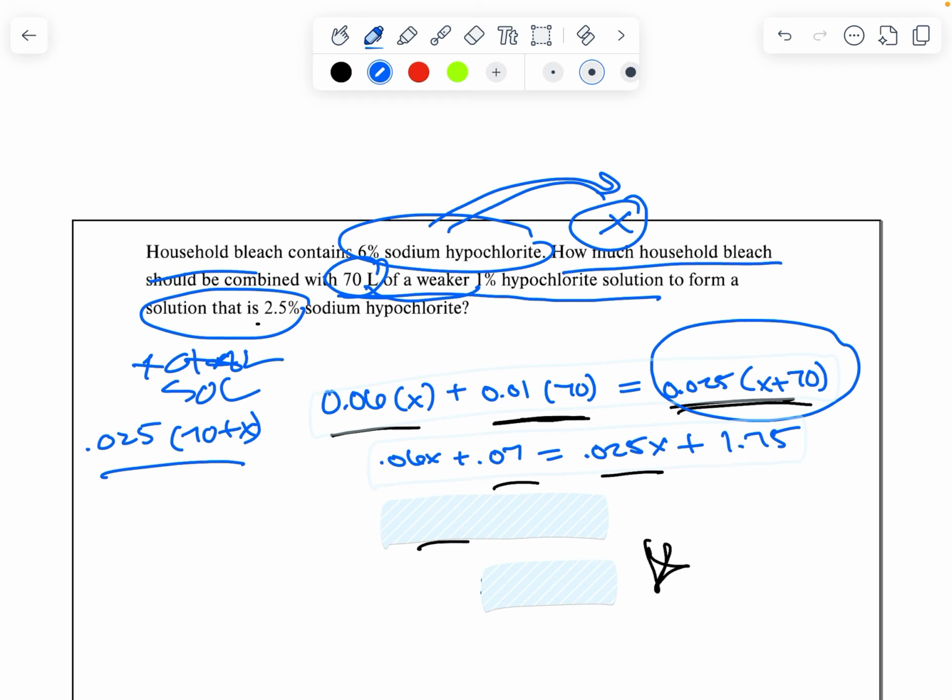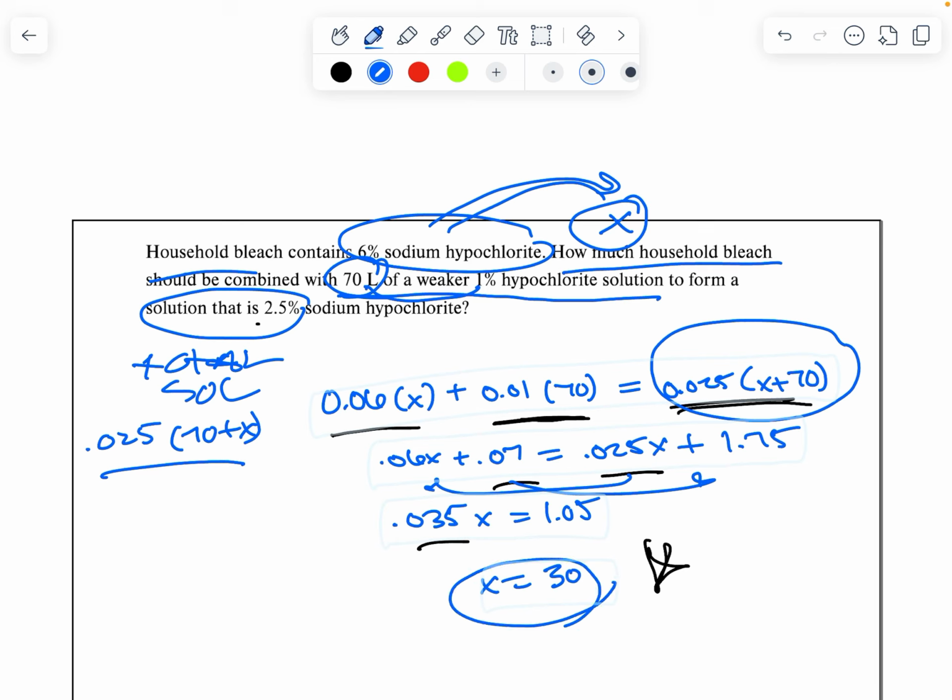Combining like terms, moving things to the left and right, we can move the 0.025x to the left, move the 0.07 to the right by subtracting each of them. You end up with this. Divide by 0.035, and we end up with 30. Does that answer make sense for our problem? I think it does. We started with 70 liters of water, so our answer should be somewhere near 70, right? I think 30 liters makes sense.